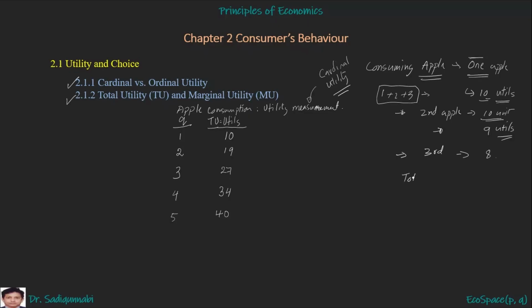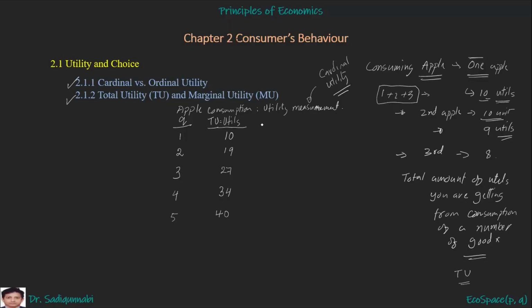That means the total amount of utils you are getting from consumption of a number of, number means Q, number of good X. So this is called total utility, and we can call it TU. Now, when we are talking about the TU, we can judge a marginal utility. So what is marginal utility?